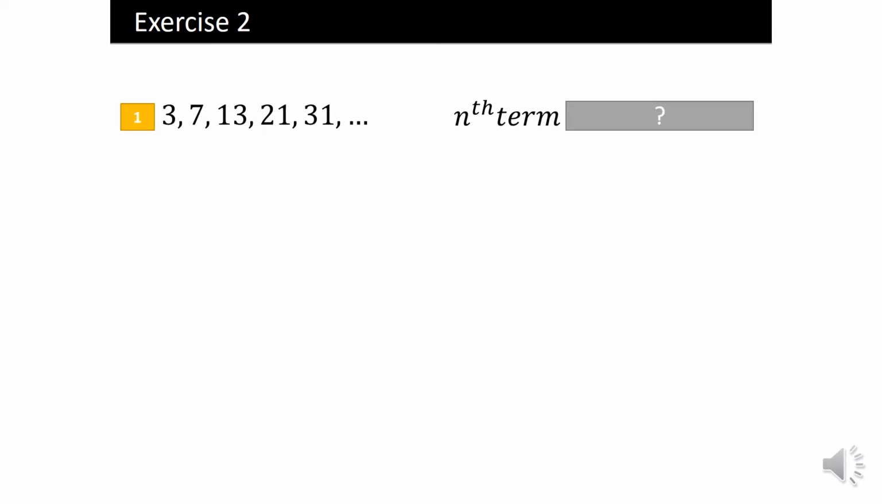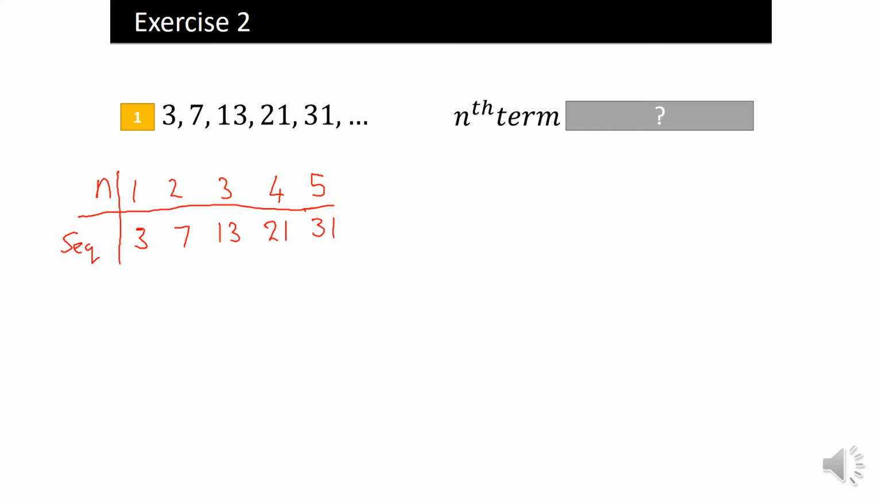So this next one, we've got 3, 7, 13, 21, 31. Step 1 was to write out n and to write out our sequence. So we've got n is 1, 2, 3, 4, and 5, and our sequence was 3, 7, 13, 21, 31. So we've got our n, we've got our sequence.